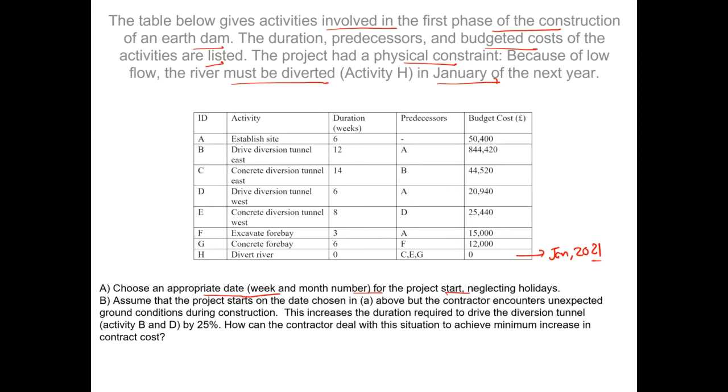Now, this is a very simple problem. All we have to do is firstly draw a network diagram. The first activity is establish the site, the second activity is drive the diversion tunnel, and you can see the predecessor relation. So activity B, drive the diversion tunnel, depends on completing establishing the site. Then the third activity, concrete diversion tunnel, which is activity C, depends on completion of activity B. Then activity D, which is drive diversion tunnel west, only depends on completion of activity A.